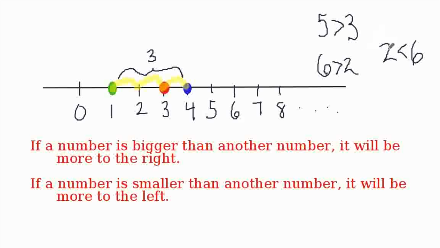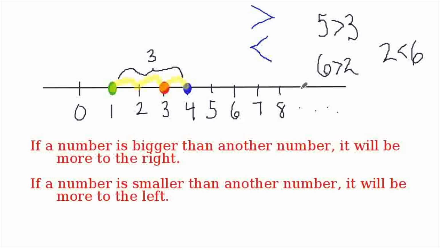So these are the symbols you will use. Let me change colors here. This symbol is called the greater than symbol. Like for the first example, 5 is greater than 3, and for the 2 and the 6 one, I say 2 is less than 6. So I use that symbol, which is the less than symbol. All right, and those are the basics of inequalities.